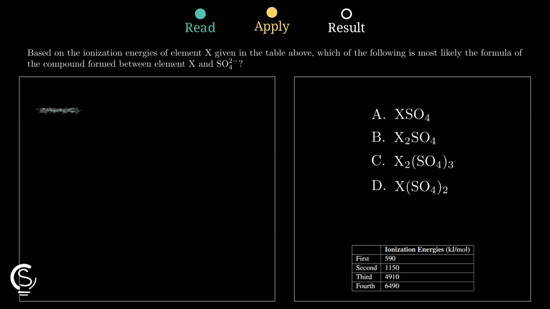Notice the massive increase occurs after the second ionization energy. This huge jump means element X has 2 valence electrons, giving it a stable +2 charge in this compound.